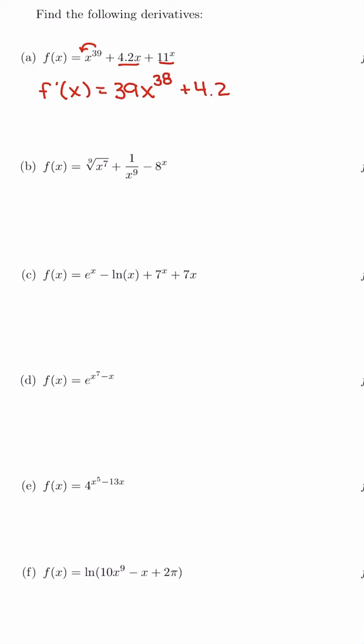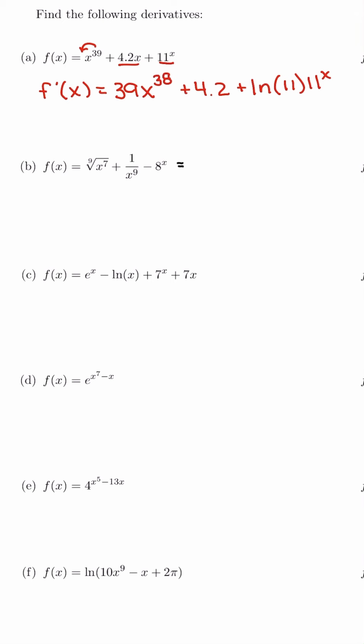And then we have an exponential. The derivative of 11 to the x would be ln of 11 times 11 to the x. Right below that is more practice.